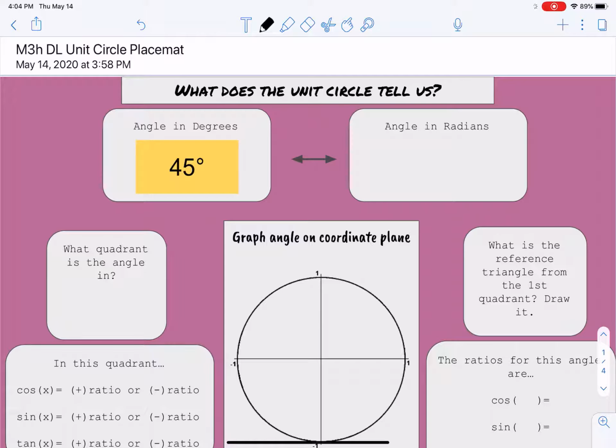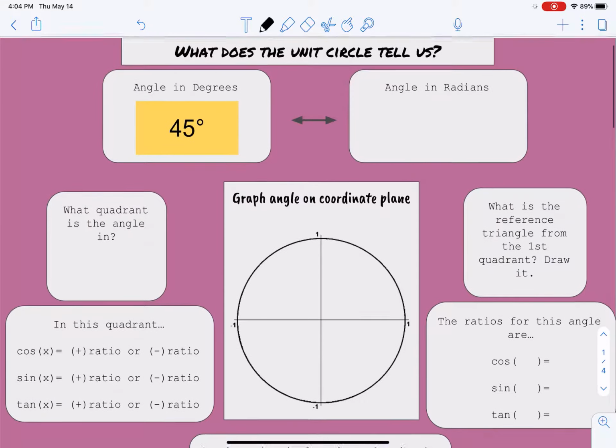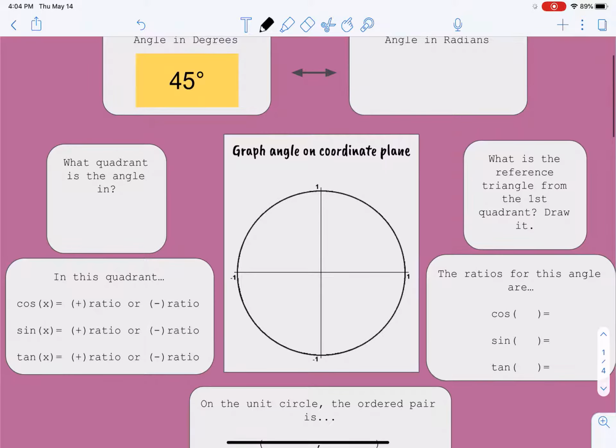So the first thing we're going to do is think about where a 45-degree angle lives in the unit circle. And that one is going to be right about here because we start here at 0 degrees, right? And then up here we have 90 degrees. So about halfway between, we're going to have 45 degrees. So that's the angle that I'm looking at.